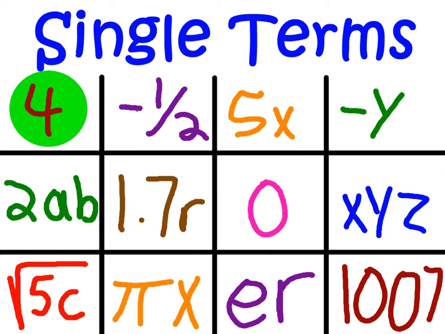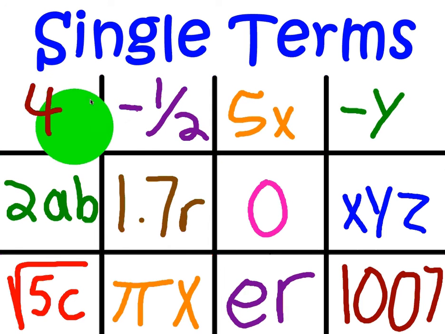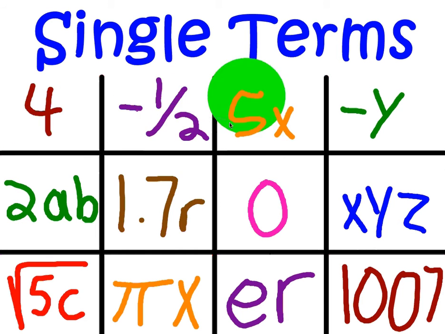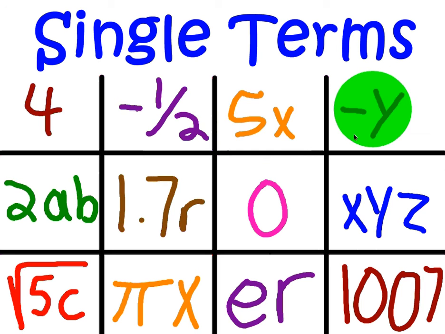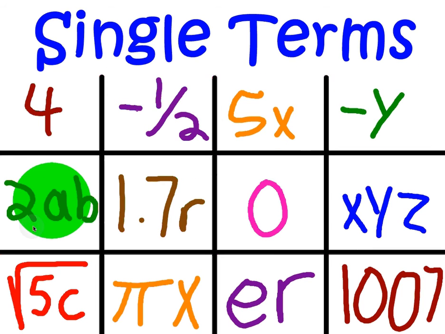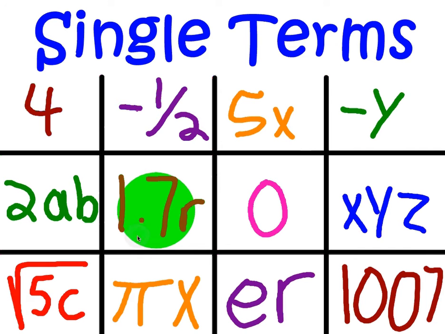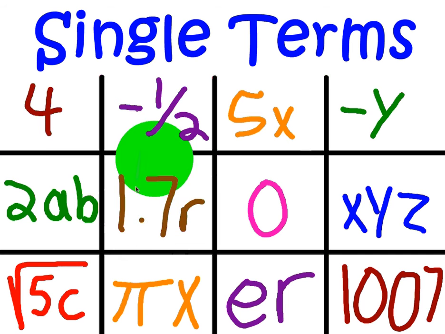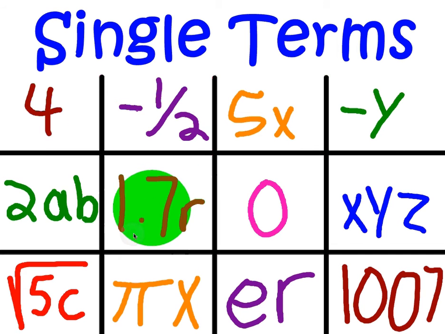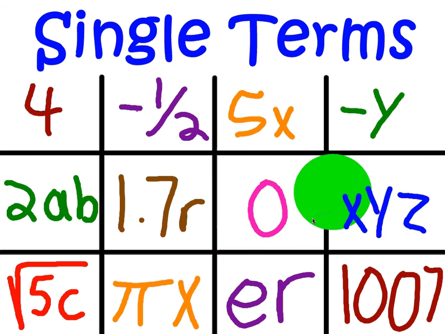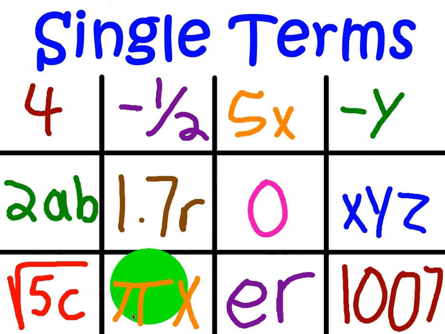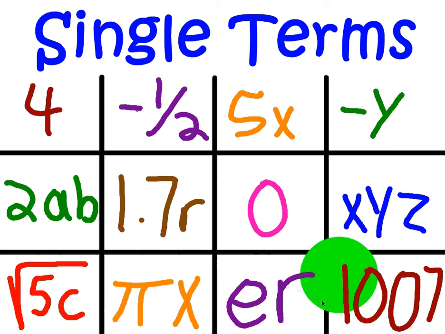Okay, what we're looking at here is a bunch of math terms, and we're going to define that in just a second, but I want you to look at all these and figure out what they all have in common. So the first one is 4, the next one is negative 1/2, then we have 5x, then a negative y, down to 2ab. You might not know what all this means, but that's okay. I just want to see if you can figure out the difference between what single terms are and what multiple terms are. 1.7r, 0, xyz, the square root of 5c, pi x, e r, and 1007.